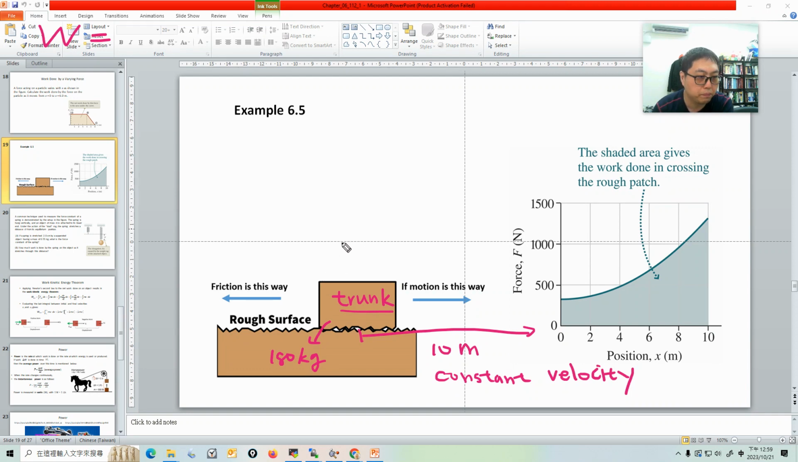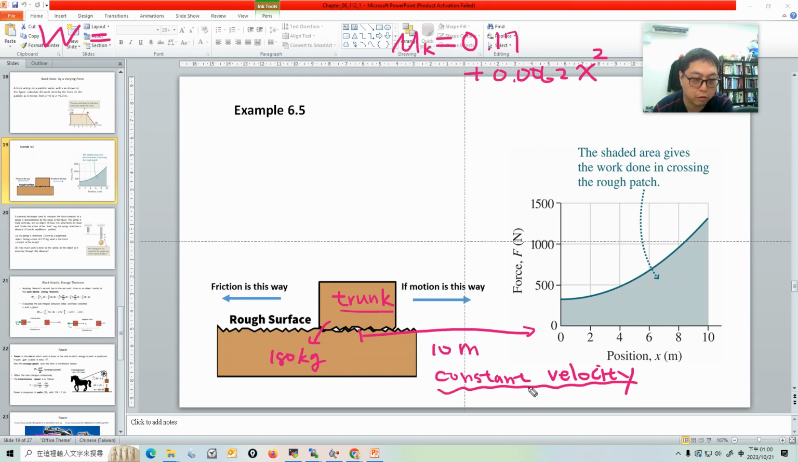So it says the kinetic friction coefficient is a function of x, and the value is 0.17 plus 0.00062 x squared. Okay, so let's analyze this problem. They want to move the trunk with a constant velocity.